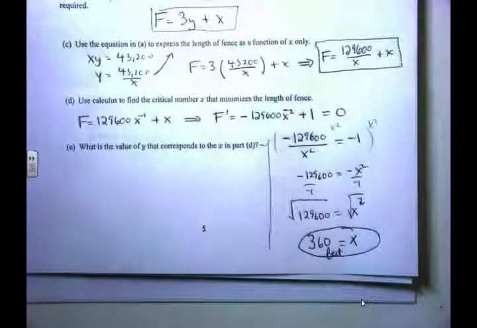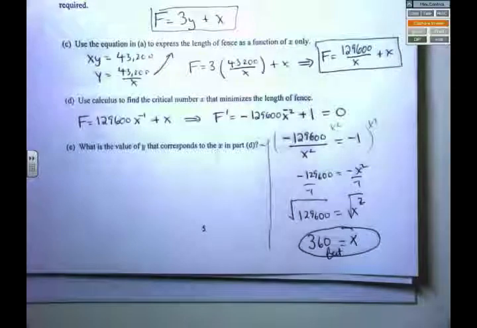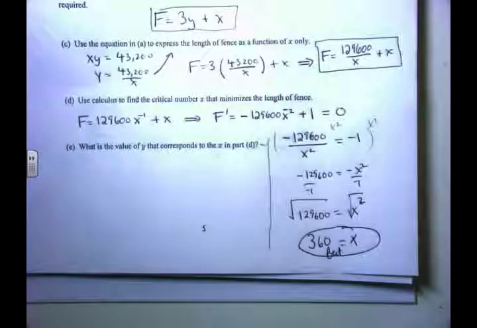Now, the last one. What is the value of y that corresponds to the x in part D? So basically, they're asking you what the dimensions are. Now, they went out of their way, and again, it screwed up a lot of people because we're trying to give you a step for every step you're supposed to do with this kind of problem, and that messes people up. If it messes you up, then go to the side of the paper and do the entire problem, find the dimensions that minimize the amount of fencing, and then put the answers in the respective blanks, and you'll still get 100% credit.